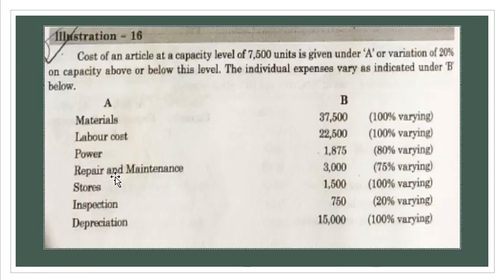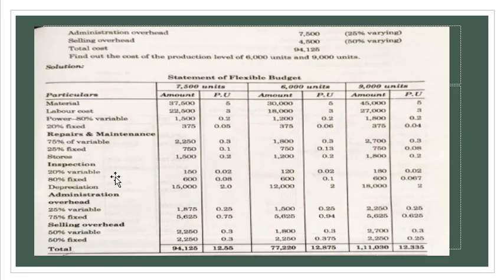So now in inspection, 20% is variable. So what is the remaining percentage? 80%. So 750 into 80%, which will give us 600. In this 600, which is fixed expenses, it will remain same for all the units. 600 for 7,500, 600 for 6,000, 600 for 9,000. So now we need to calculate the cost per unit. So 600 divided by 7,500 will give us 0.08.